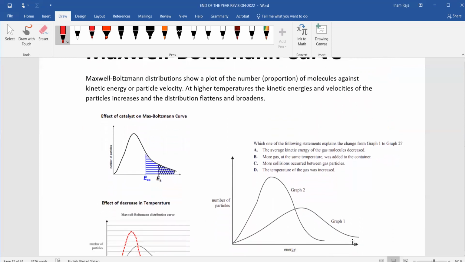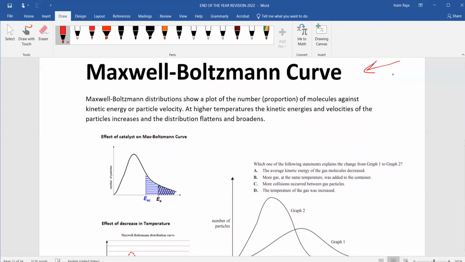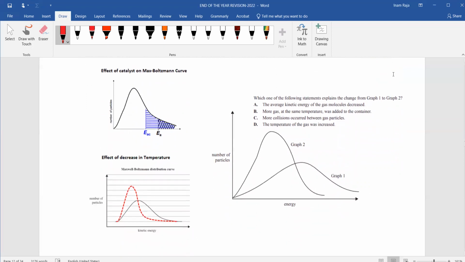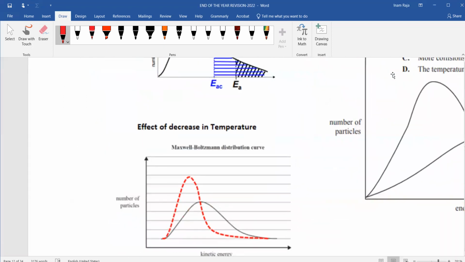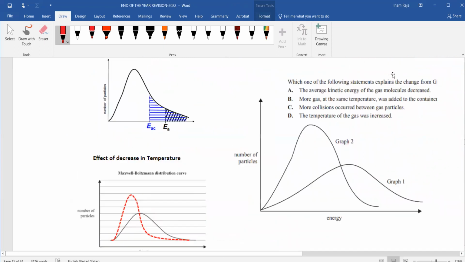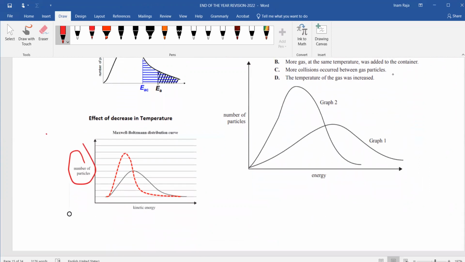Then the Maxwell-Boltzmann curve, where every year without exception, this is again in chapter 8, I guess, very common question. Every year you'll see one graph like this. So basically what's happening here, at any time during a reaction, you have number of particles here, and you see their kinetic energy. All right, so kinetic energy is increasing from, let's say, 0 to 1, 2, 3 up to there.